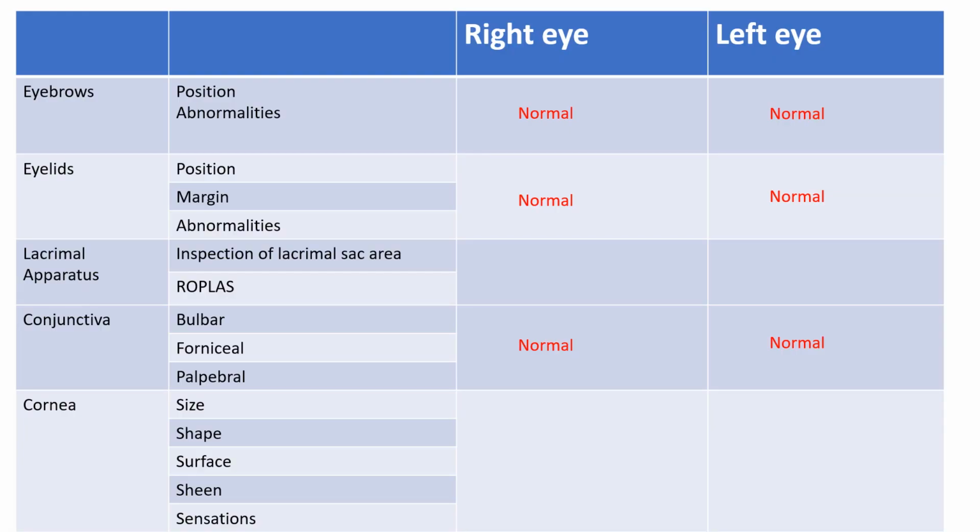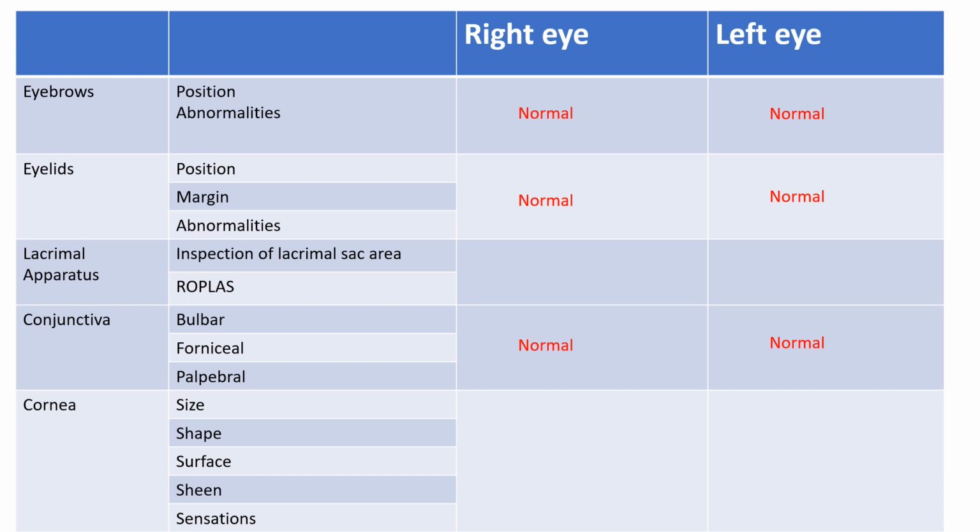Then you will write each eye separately. You will mention everything about the eyebrows, eyelids, lacrimal apparatus, conjunctiva and cornea. Please make sure that you write both right and left eye, and present the right eye findings first. Don't say eyebrows right normal, left normal. First finish all the right eye examination and then go to the left eye examination. If you find something abnormal, you mention it. Otherwise, you're good to just say normal and go to the next structure.